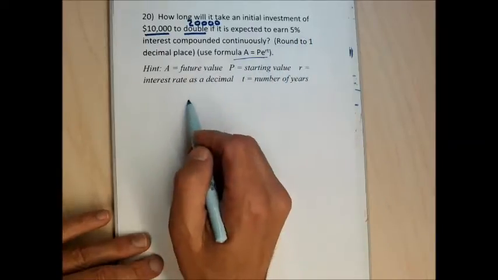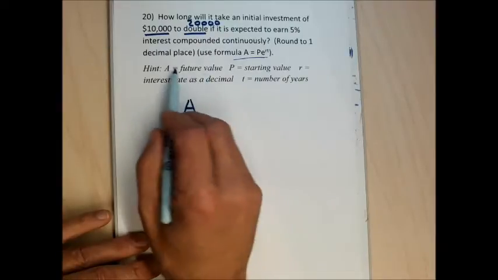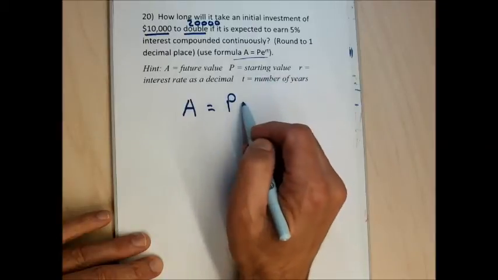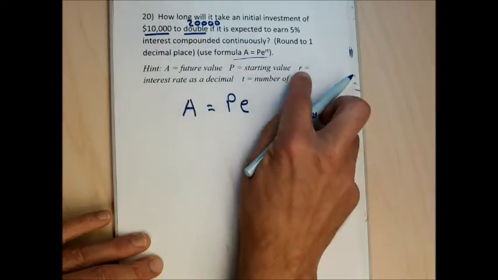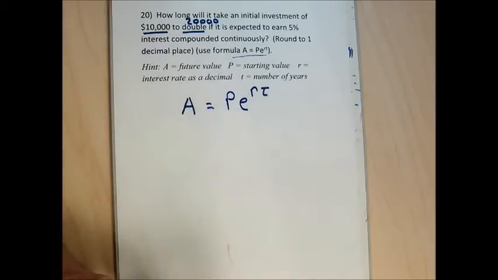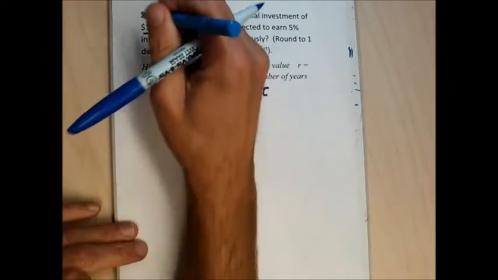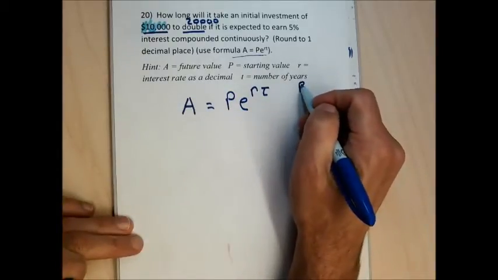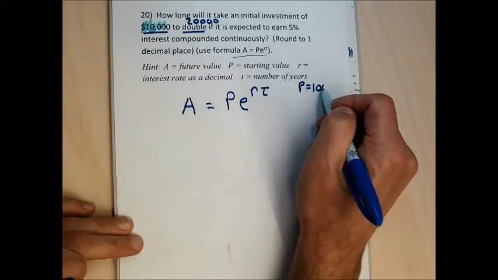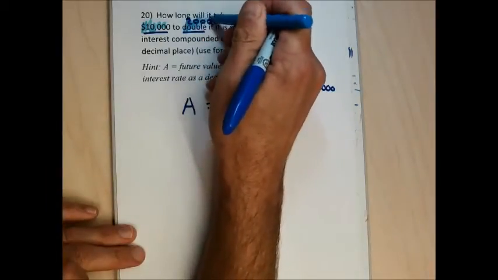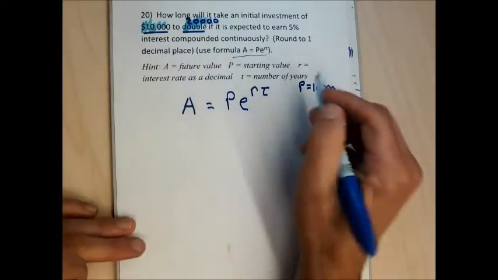So I'm going to use the formula, the future amount of money, A, equals the starting amount of money, P, times e to the interest rate, r, times t, the number of years. And into this formula, I'm going to put the values that I know. The first value that I know is $10,000, and because it's a starting amount of money, it's going to be a P. The second amount that I figured out is a future amount of money, and a future amount of money is an A.